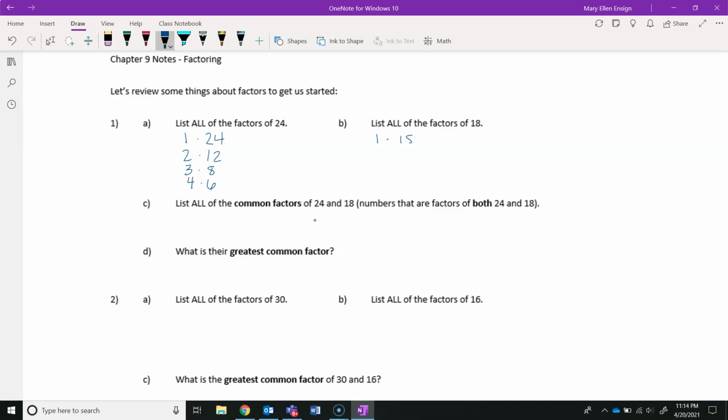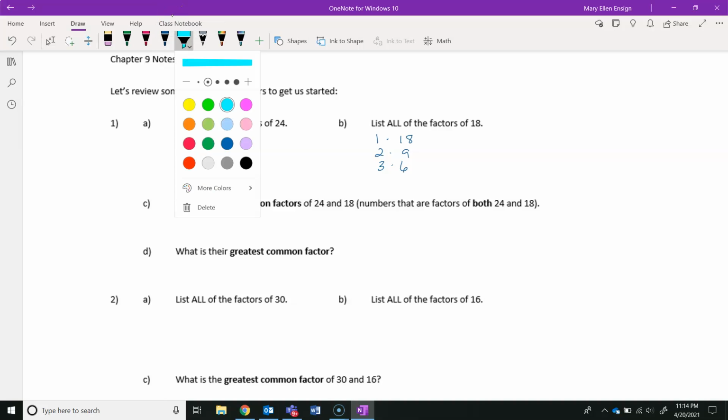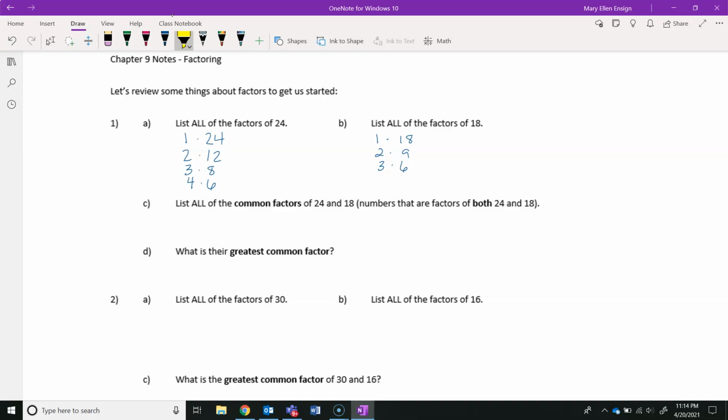So for 18, 1 and 18, 2 and 9, 3 and 6, if we try 4 and 5, neither one of those goes into 18 evenly, and then we're back at 6. So if we look at these factors, now in C, it asks us to list all of the common factors of 24 and 18, numbers that are factors of 24 and factors of 18. So I'm just going to highlight them here.